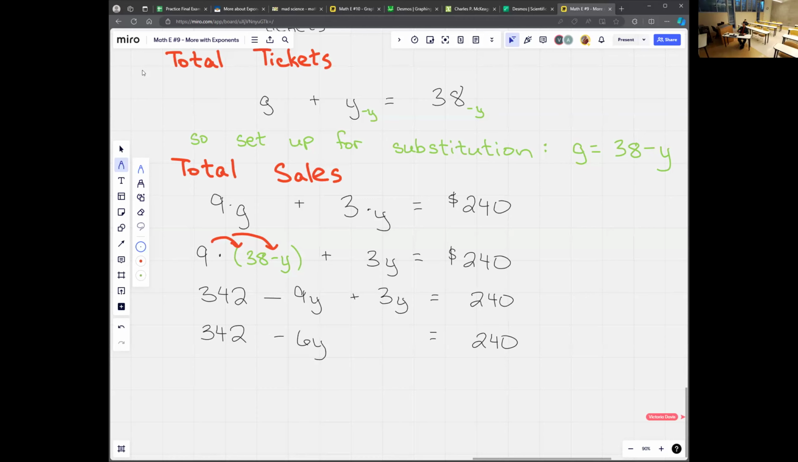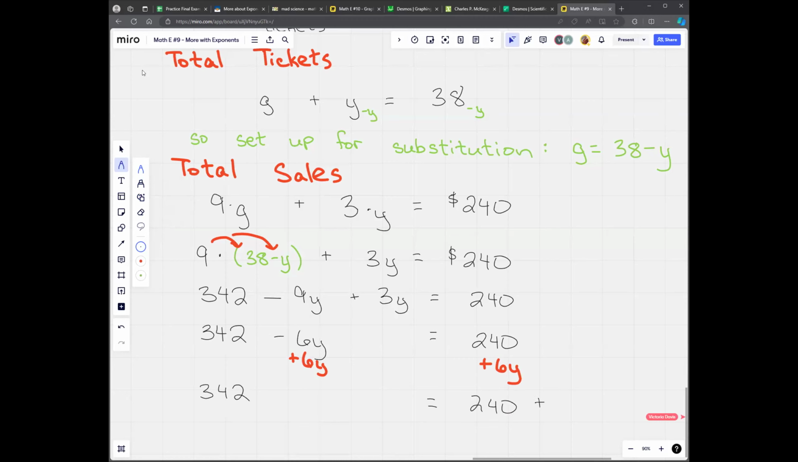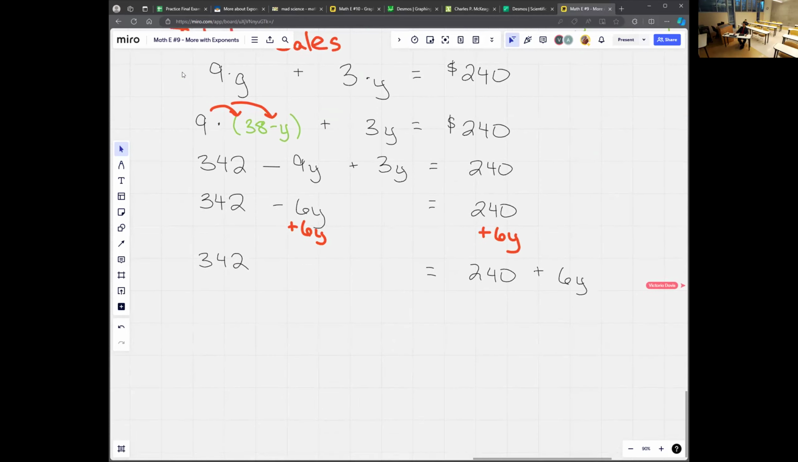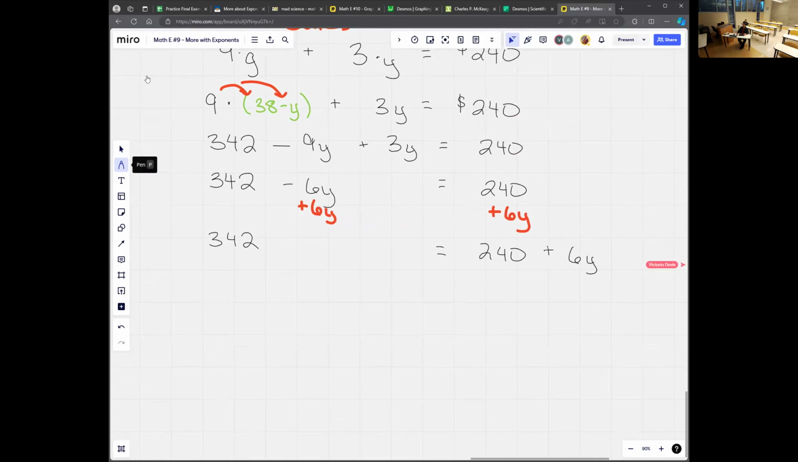Then I'm going to add 6Y to both sides because I don't like having a negative letter if I can avoid it. And then I take away 240 from both sides. And again, you could do this in many fewer steps if you wanted to do more than one thing in a step. But I am being as meticulous as possible.